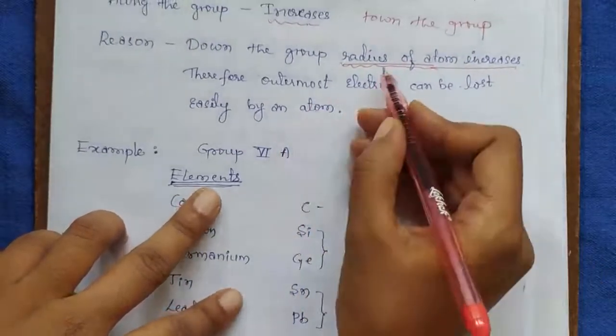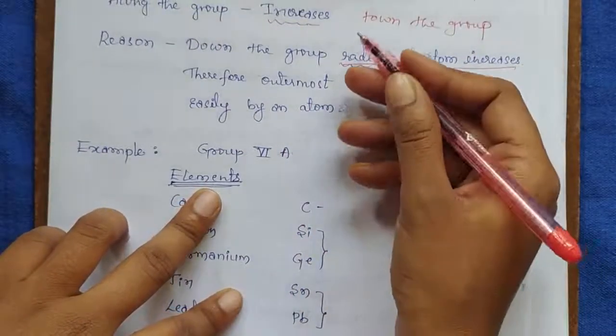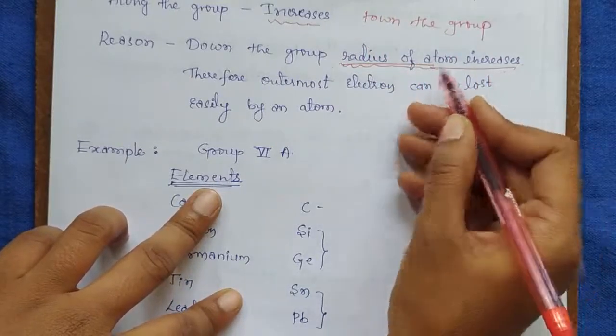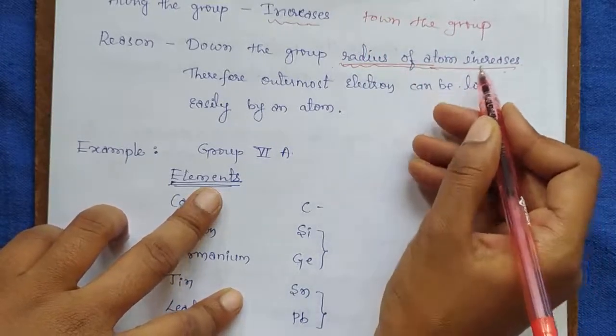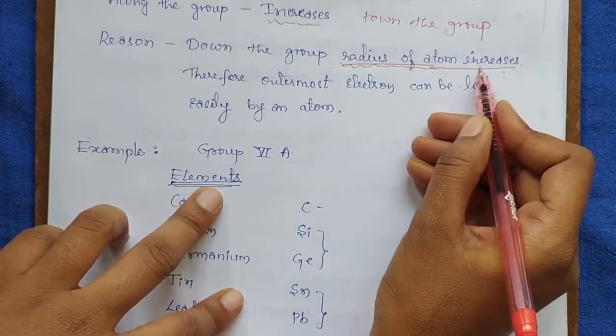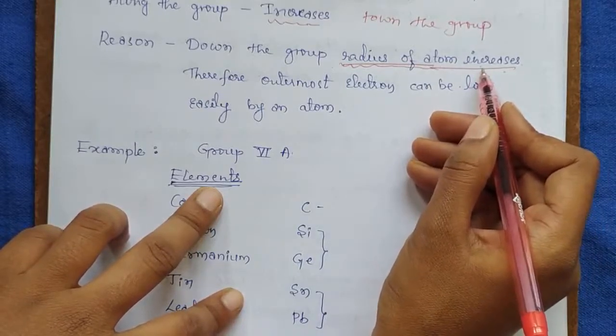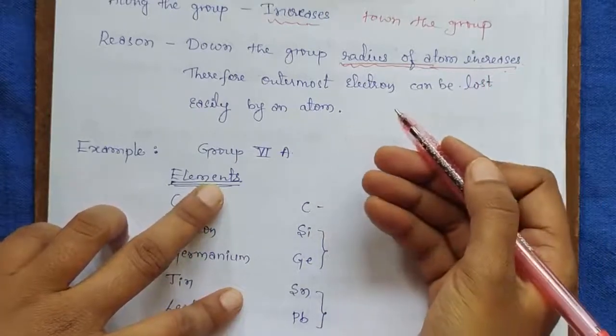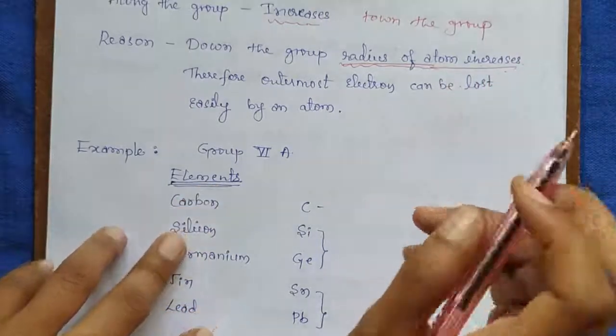As we move from top to bottom, the radius of an atom increases. When the radius of an atom increases, the distance between the nucleus and the outermost electron increases. As a result, the outermost electron can be easily removed from the outermost shell.